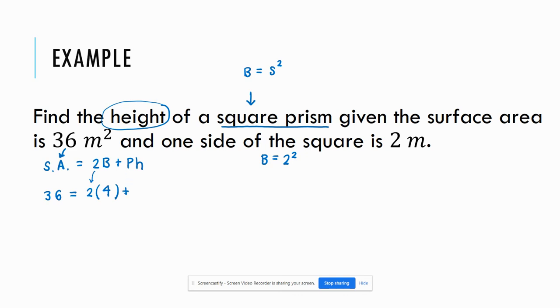Plus, P stands for the perimeter of that base. Remember, perimeter is where you add up all the sides. In a square, all the sides are the same. So I'm adding 2 four times, or I'm taking 2 times 4. So hopefully we're okay with that value. That has to be an 8.